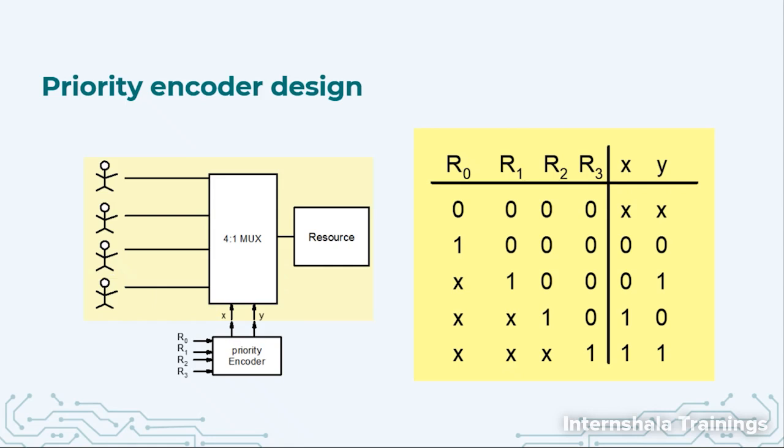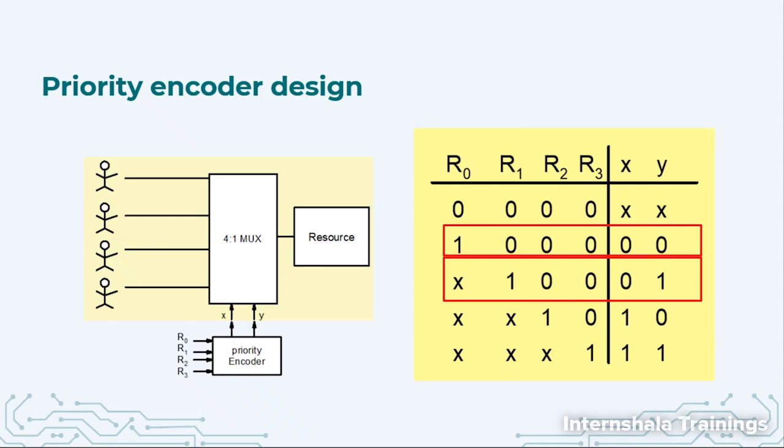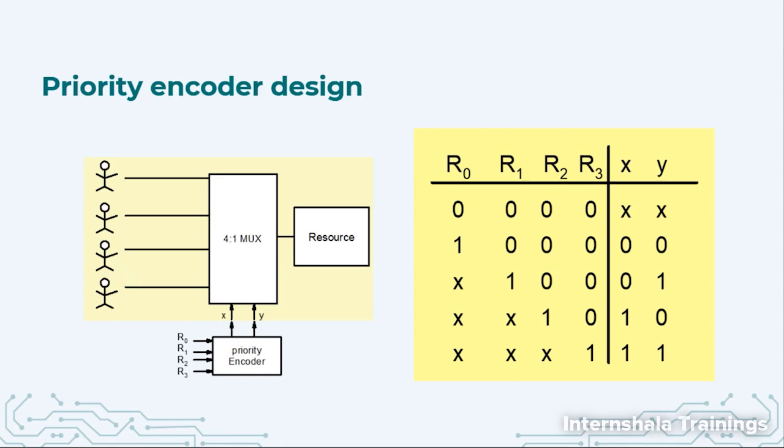Now we go up in the truth table and we say if R3 is 0, that means R3 is not asking for access. R2 is asking, and it does not matter whether R0 and R1 are asking for access or not. Any value of R0, R1 will be neglected and the output will be 1, 0: X will be 1, Y will be 0, and the multiplexer is going to select R2. And similarly, the next priority is given to R1 and the least priority is given to R0. This is quite an interesting and useful circuit that we have in real world applications as well.